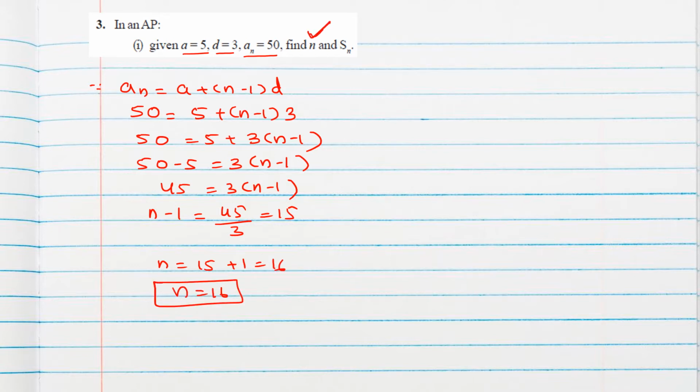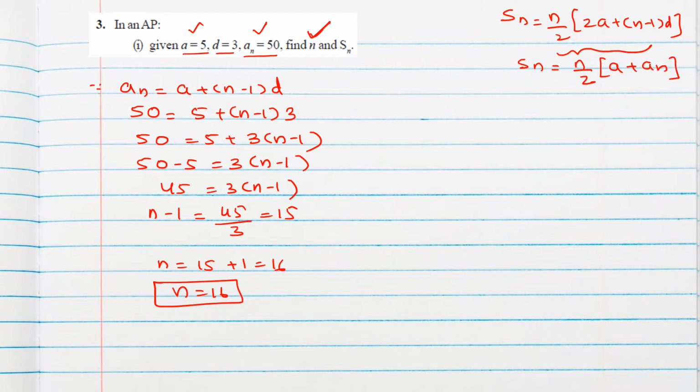Now to find Sn, we have this formula also: Sn is n by 2 times (2a plus (n minus 1)d). This we can use, or another formula in terms of a and an, because a is given and an is given. So this formula also we can use, because now we know n also. We can use any one formula here. Suppose I use the second formula here: Sn is n by 2 times (a plus an).